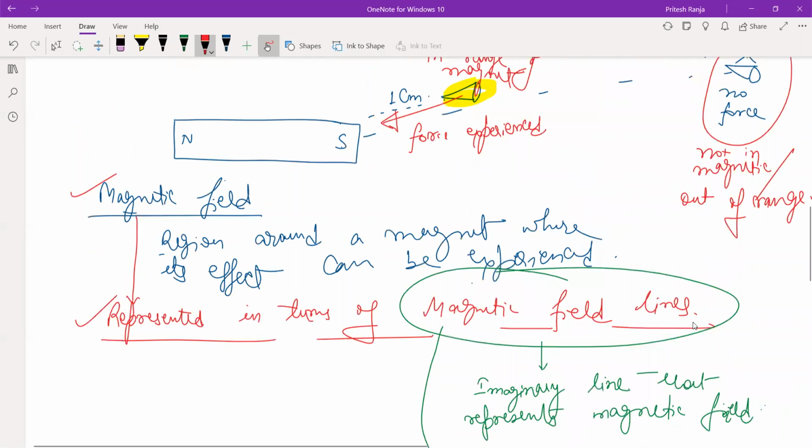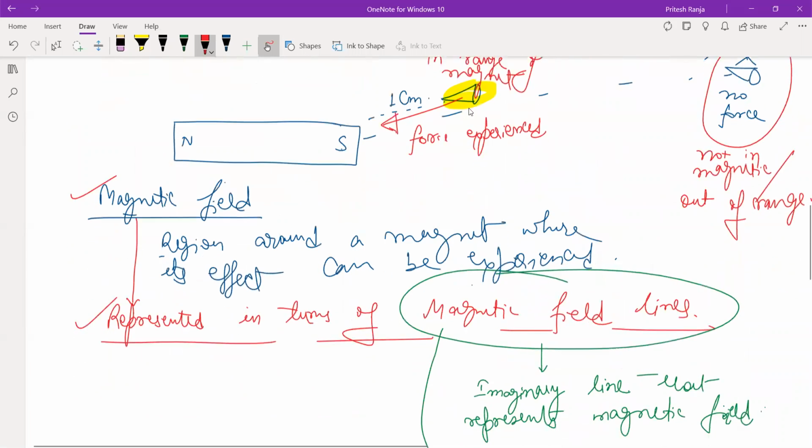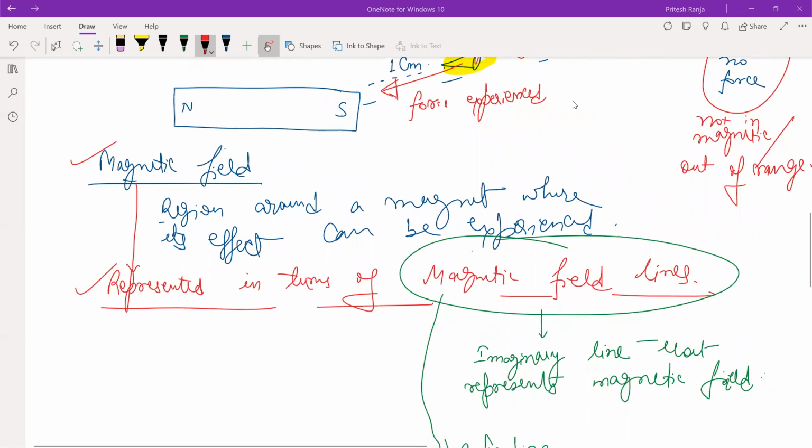So okay, starting from magnetic field, you all can go through this, write them down and ask me the doubts parallelly. Last word of the definition of magnetic field, that is experienced: region around a magnet where its effect can be experienced.